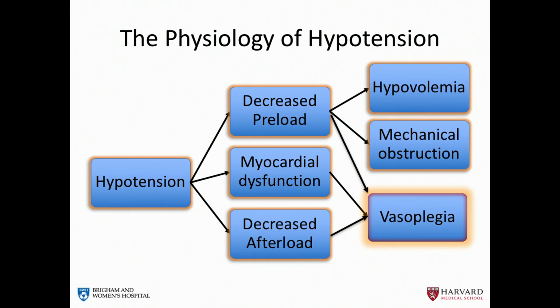The end result of some of these dysfunctional states include hypovolemia and mechanical obstruction, which are relatively easy things to define. And I think the most important, especially when it comes to good critical care, is the whole concept of vasoplegia. And when patients have vasoplegia, an inability to constrict, the role of hemodynamic monitoring not only becomes more important, but also more difficult and even complicated.